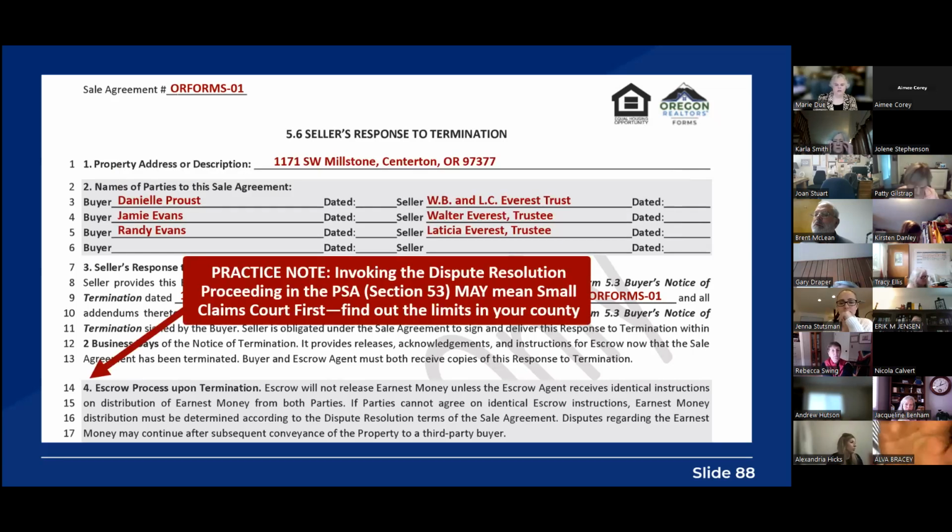In invoking the dispute resolution proceeding in the purchase and sale agreement, section 53 may mean small claims court first. Find out the limits in your county. I think for most of the state, it is now $10,000. So know that. But it needs to be noted that that dispute resolution is in the boilerplate part of the PSA.